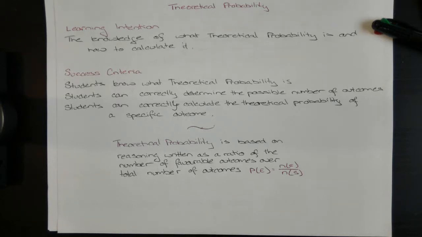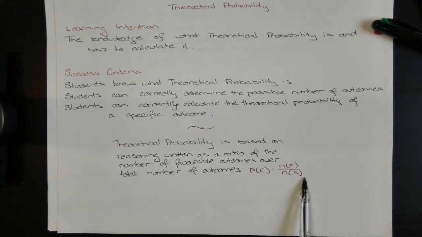Okay. We've probably been doing theoretical probability ever since primary school. It is basically based on reasoning, and it's written as a ratio of the number of favorable outcomes over the total number of outcomes. And there's the formula. The probability of an event occurring is the number of favorable outcomes of the event over the total sample space.